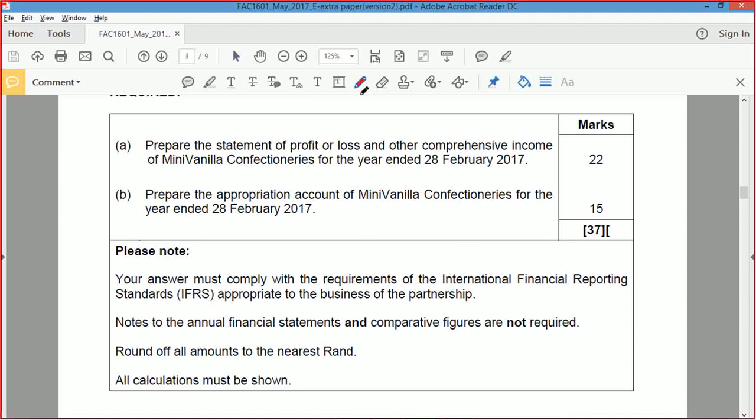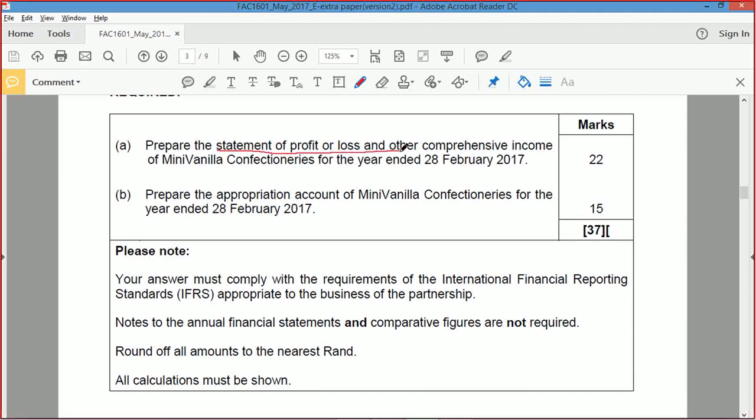Appropriation. Isn't that with appropriation, won't it be CCs, so members? No, this question is focusing on a partnership. Oh, okay. So appropriation is used to appropriate the profit between the partners. Yes, within the business, and the ratio. Yeah, you'd need a profit sharing ratio, but that must be given in the question. Yeah. Okay.